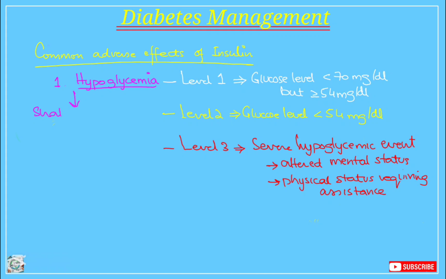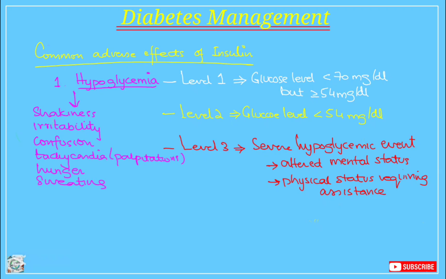Some common symptoms of hypoglycemia include shakiness, irritability, confusion, palpitations, hunger, sweating, and impaired concentration, cognition, or reaction time. If untreated, it can progress to seizures or unconsciousness.